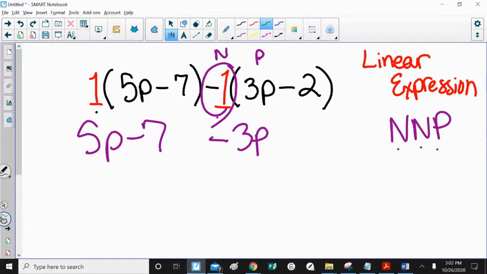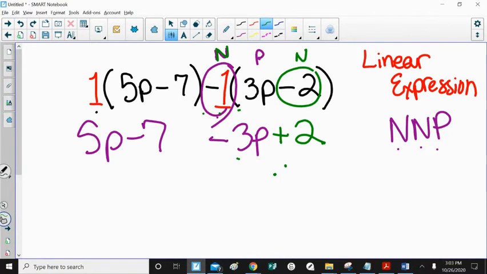So now I'm multiplying through a negative times a negative. My answer now has to be a positive number. So negative 1 times a negative 2 is a positive 2. So when I'm subtracting a linear expression from another linear expression and I distribute, I am changing or taking the opposite or the inverse of whatever's inside my parentheses. So 3p minus 2 is now negative 3p plus 2.